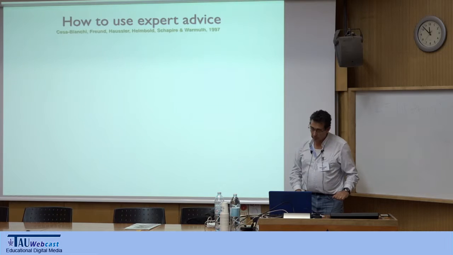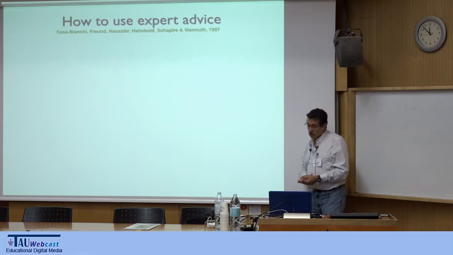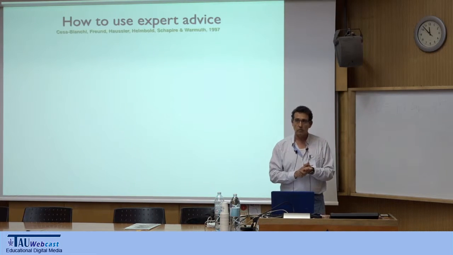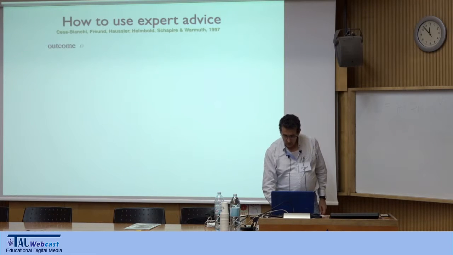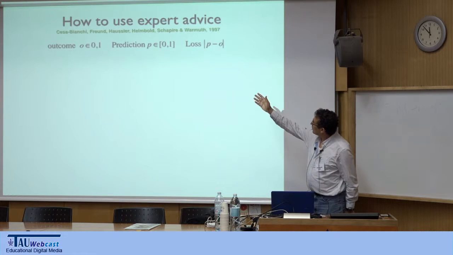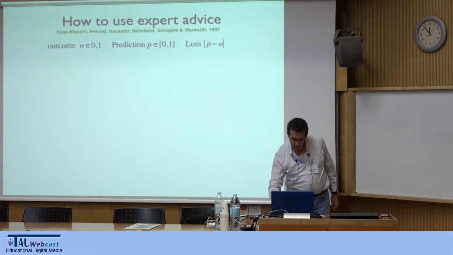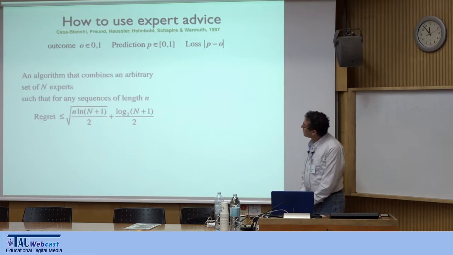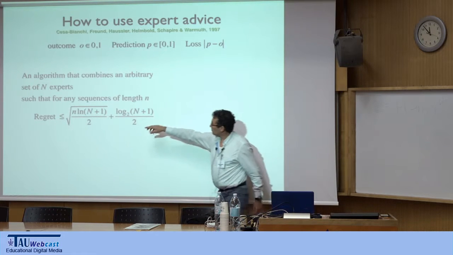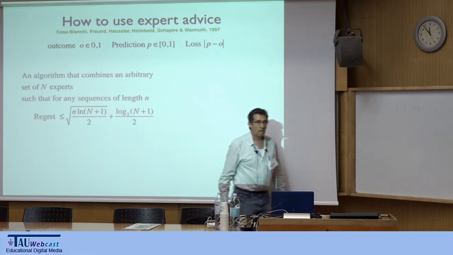In a very long and complex paper that we wrote after, to a large degree inspired by the Feder, Merhav, and Gutman paper, we showed a pretty general method for solving this problem. I'm not going to show you the method because I'm going to show you something much more specific in a minute. Basically the outcome is 0 or 1, the prediction is any number between 0 and 1, and the loss is this absolute loss. We gave an algorithm that combines a set of n experts and gives you a regret bound of this form. The leading term is the square root of the length of the sequence times log of the number of experts.